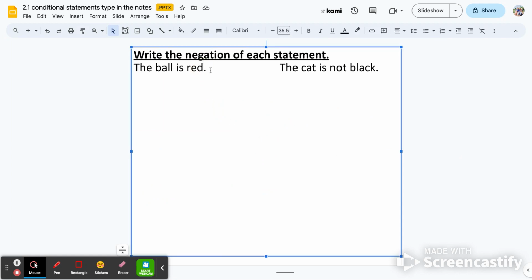So what we're going to do is write the negation of each statement. The ball is red. You would just say the ball is not red. Or the cat is not black. The negation of that sentence would then just be, you wouldn't say the cat is not not black. Again, that would just be a grammatical error. You would just say the cat is black.